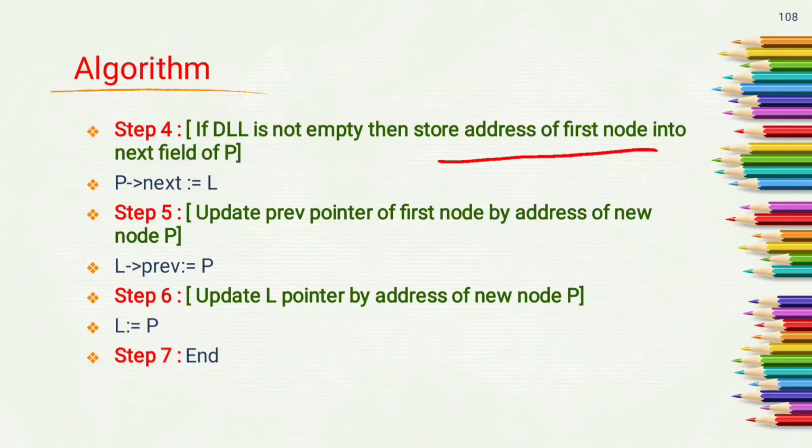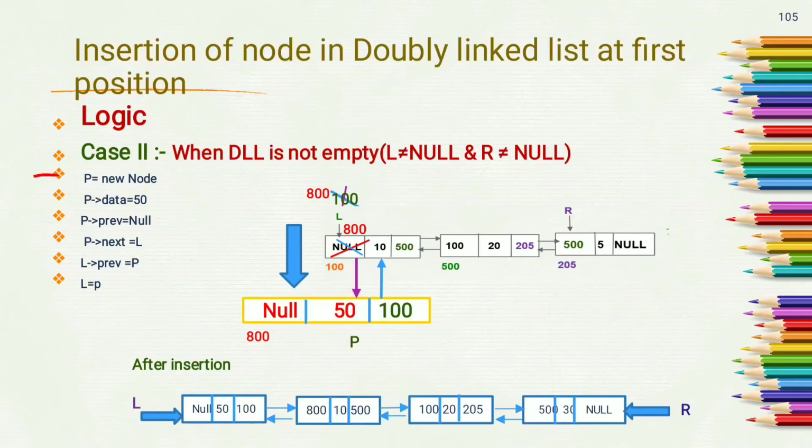So we have to write P arrow next equals L, and in step 5 we have to update the previous pointer of the first node by the address of the new node by writing L previous equals P. And in step 6 we update the L pointer by the address of the new node by writing L equals P, and step 7 is END, as we saw in case 2. So all these steps we have to perform when the doubly linked list is not empty.